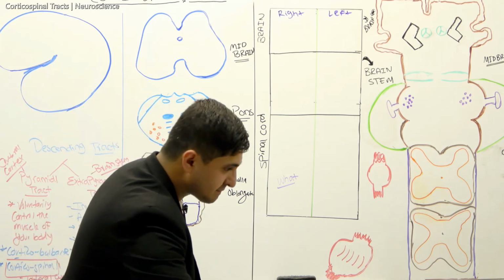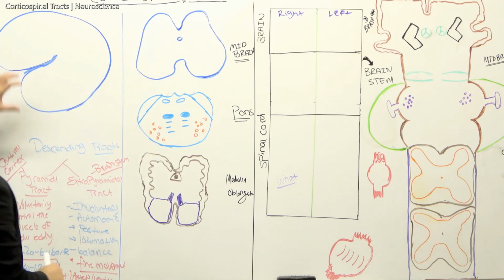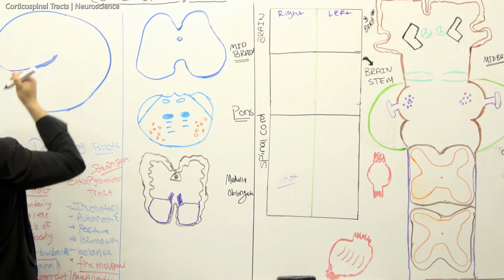Now, if you look at this right here, this is the lateral surface of the brain, right? So this area right here. Let's write it down here.